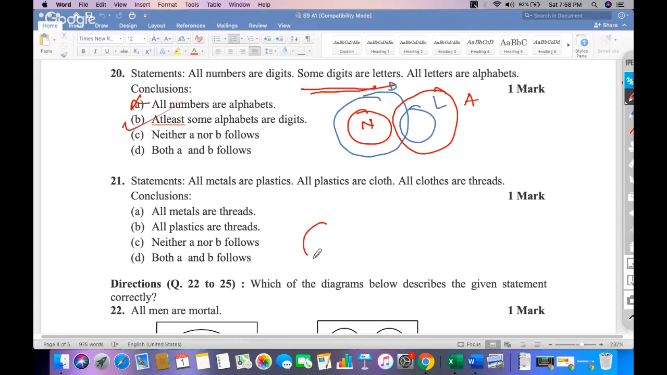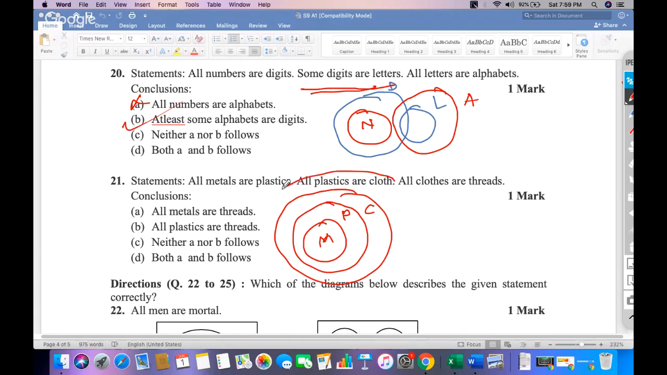Question number 21. All metals are plastics. So these are metals and these are plastics. All plastics are clothes. So this is like this. So this is clothes. And all clothes are threads. So these are threads. So all metals are threads, correct. All plastics are threads, correct. So option D follows here. Both A and B follow.